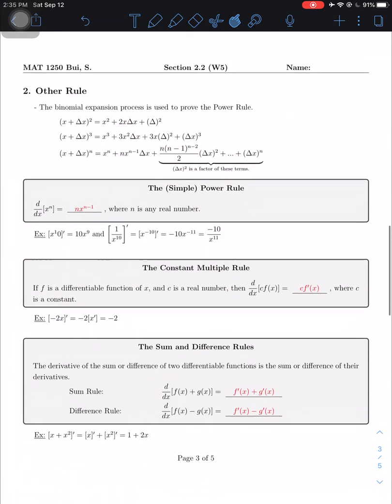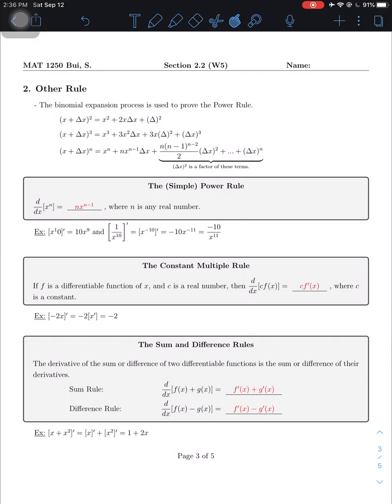Now, next page, other rules. So I told you from the beginning that we're going to have 4 rules, right? The constant rule is the easiest one in there. That's why I said it first. The other 3 rules are similar to each other. So we're going to have the simple power rule. If you want, you can call it the power rule. I'm calling it simple because for now we haven't talked about the chain rule yet, but in the next sections we will talk about the chain rule, okay? And then there we're going to learn the general power rule, okay? So for now, for 2.2, let's stick with the simple version of the power rule, okay?